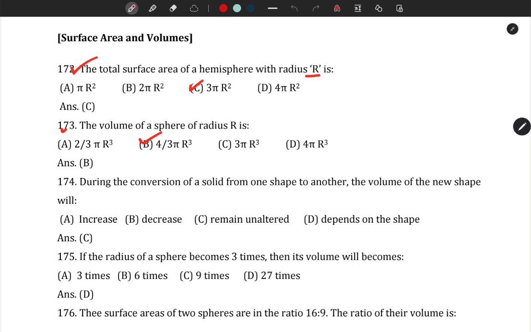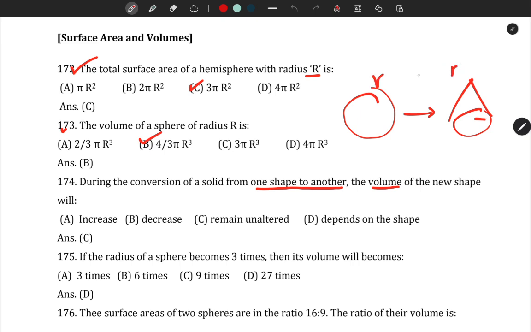So next one, during the conversion of a solid from one shape to another, remember the volume of the new shape will remain unaltered. That means when we convert one shape, say a sphere is converted into a cone, the volume of the sphere and the volume of the cone will remain the same. So the volume remains unchanged or unaltered.